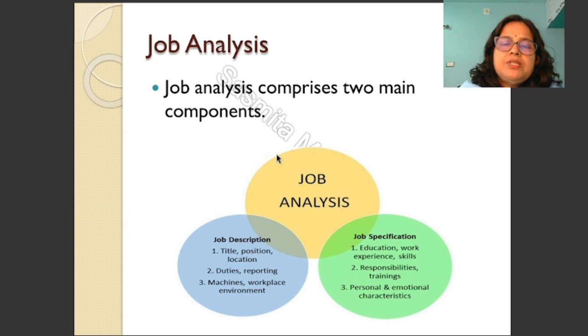Job specification is, to perform a particular job, what educational level is required, what experience level the person needs, what skill is required, what training is needed for that job, and personal and emotional characteristics are also taken into consideration when we talk about job specification.